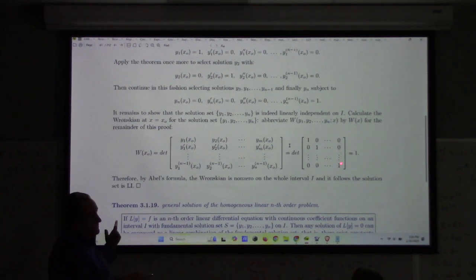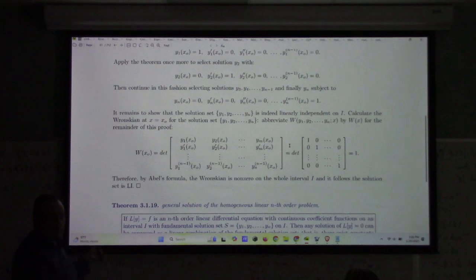Okay, so that means that these functions, y1 through yn, that maybe should be an n. That's a typo, I'm sorry about that. Those are n's. So these n functions are linearly independent because the Wronskian is non-zero at that point, right? Then by Abel's formula, it's non-zero at all points in the interval of consideration. Therefore, they're linearly independent. That's nice.